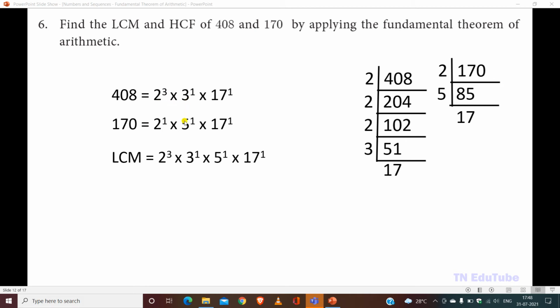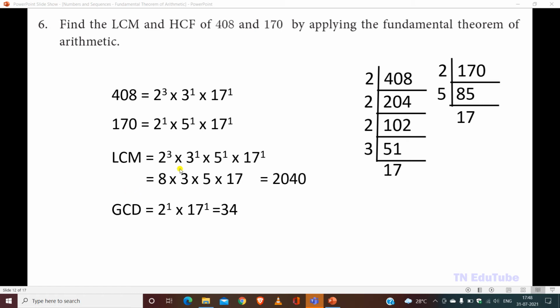In the same way, the non-common ones also you have to take for the LCM and multiply. 3 into 5 into 7 are the non-common ones, and their highest degree is 1 only. So LCM, when you are multiplying these numbers, 2 power 3 means 8, into 3 into 5 into 17. You get the answer 2040.